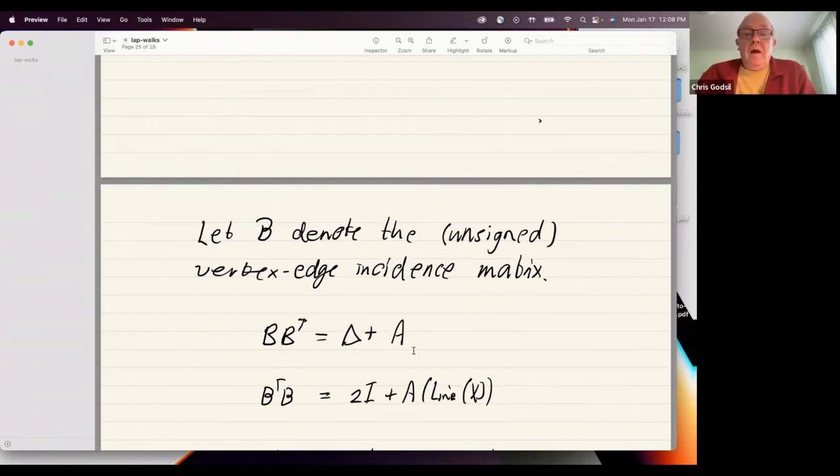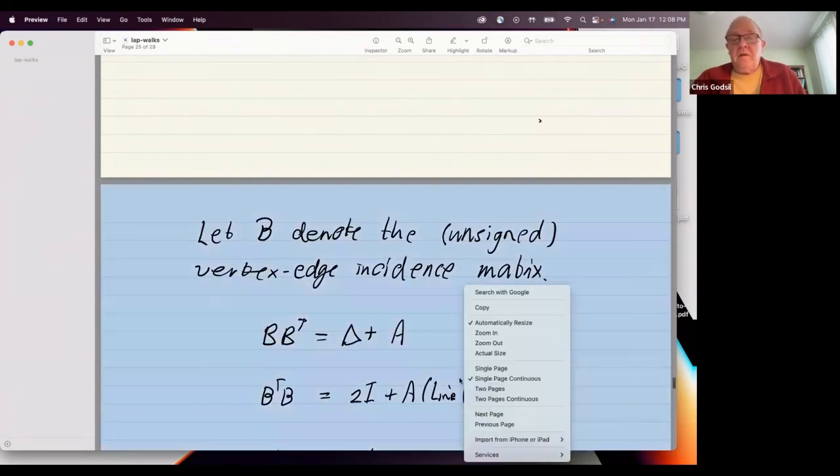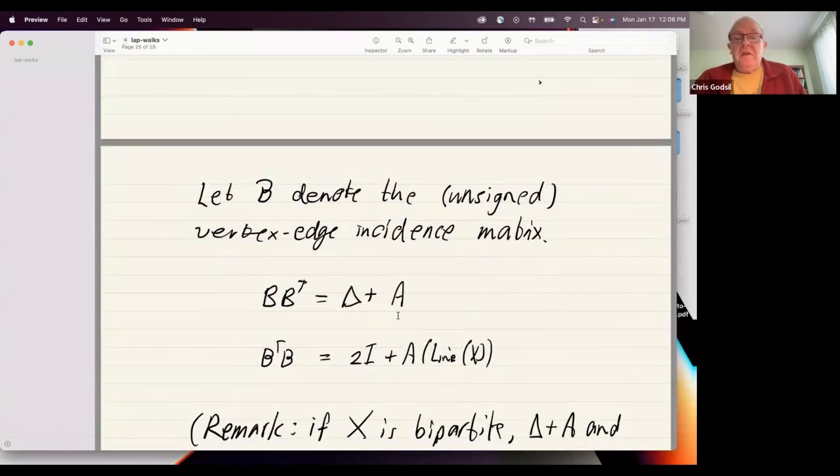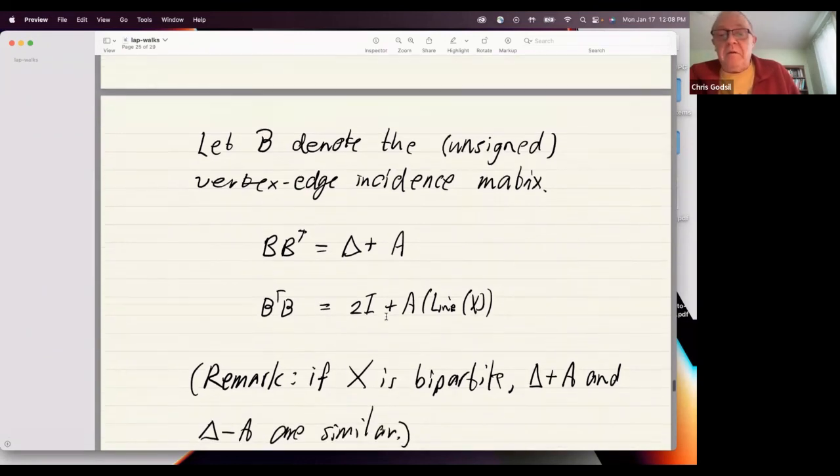Now, the B transpose B in this case is just 2I plus the adjacency matrix of the line graph. So we've got two Hamiltonians here: the Hamiltonian for the signed line graph and the Hamiltonian corresponding to just the line graph. And again, this is just the sum of the unsigned Laplacians of K2s, and so everything we've said before goes through, and states are all real.